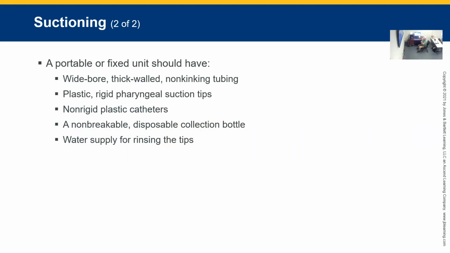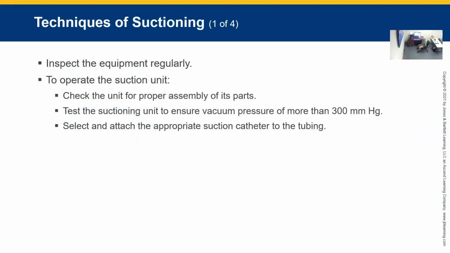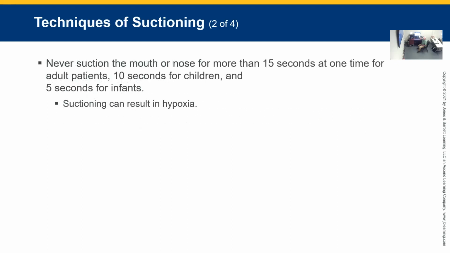So we'll talk about the different pharyngeal suction tips, the other plastic catheters. The catheters are for deep suctioning, and that's not something that EMTs do. So we'll talk about that in a minute. As for checking the unit, you should have done that when you checked your ambulance, making sure that everything's working and you have all the pieces of equipment that you need.